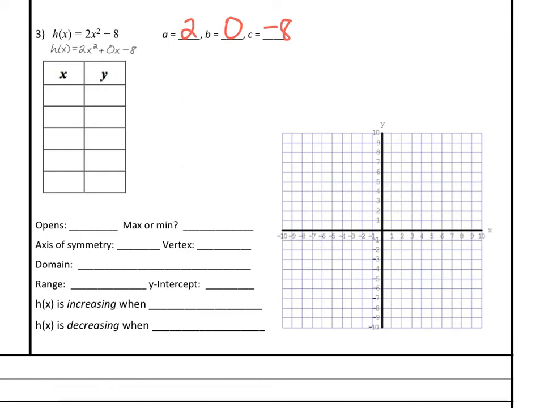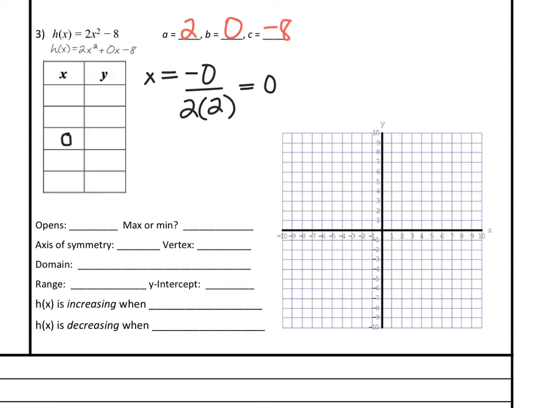Okay, step 1, find your axis of symmetry so you know what goes in the middle of your table. Negative b over 2a would be -0 over 2 times 2. 0 divided by anything is 0. So in the middle of our table for the x value, we'll put 0.